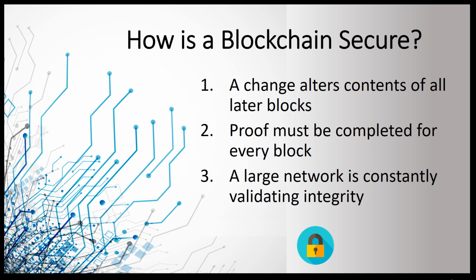So just touching upon blockchain security, and this mostly refers to ensuring the security of the information on the blockchain itself. We've talked about how a change to the blockchain alters the contents of all later blocks, which is easily detectable with computer software. So a proof must be completed for every block. And actually, the computers that run the calculations that do the proofs, when they find the answer to the proof, they get rewarded with a currency token.